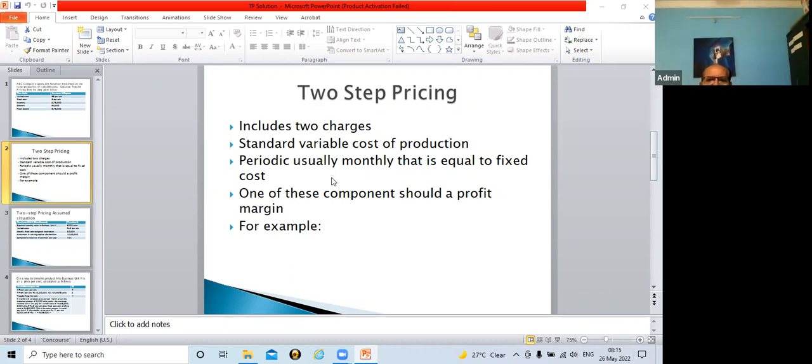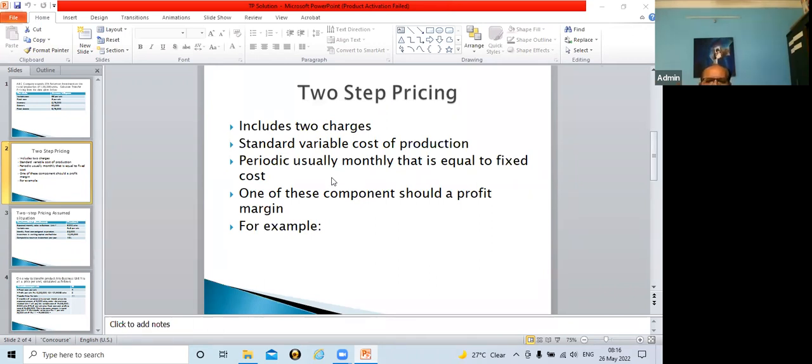In addition to these two costs, we have to add profit margin to that particular product. Actually, in cases the information is already given about variable cost. You have to pick up variable cost, to that add fixed cost. After adding fixed cost to variable cost, then add profit margin. And this way we can calculate the transfer pricing. So this was the theory input about two-step pricing.